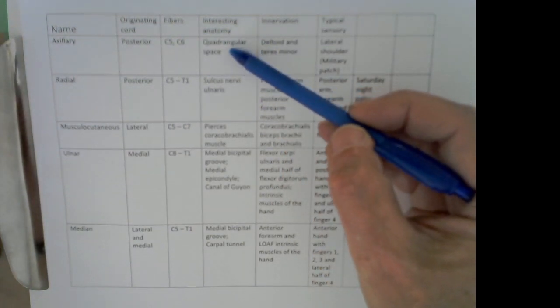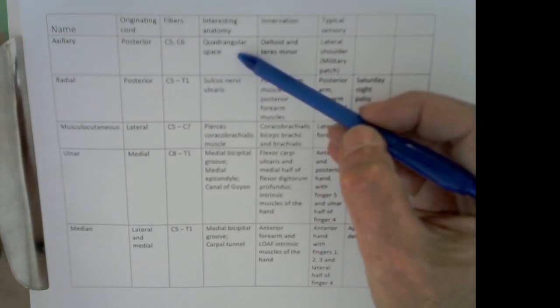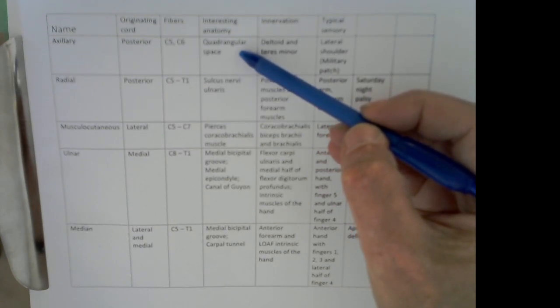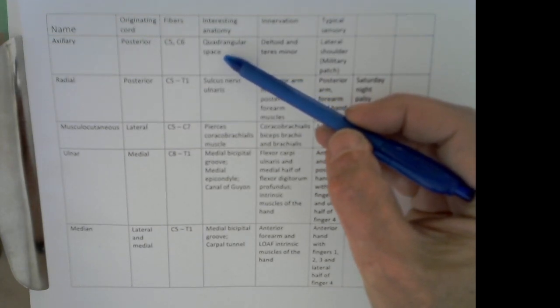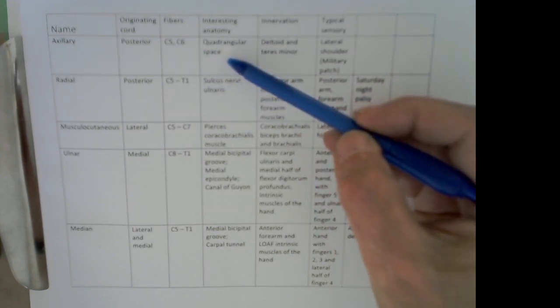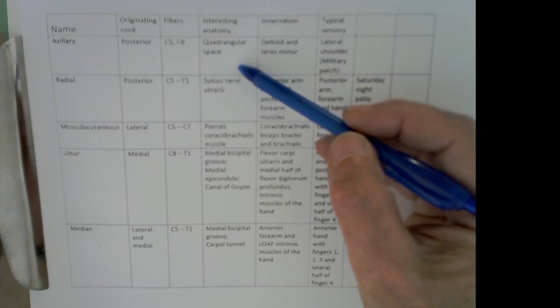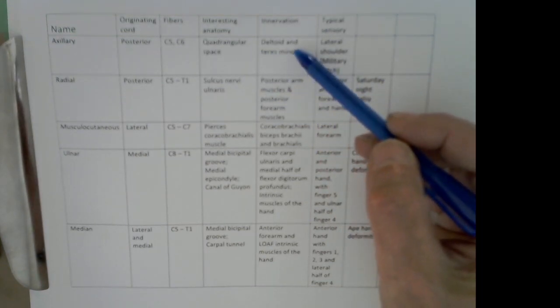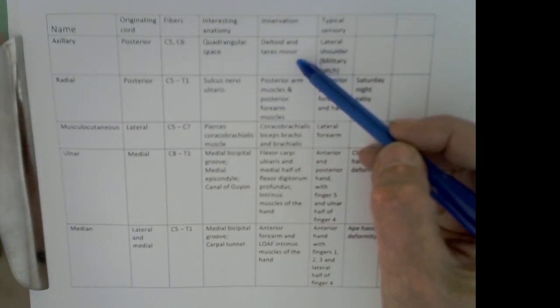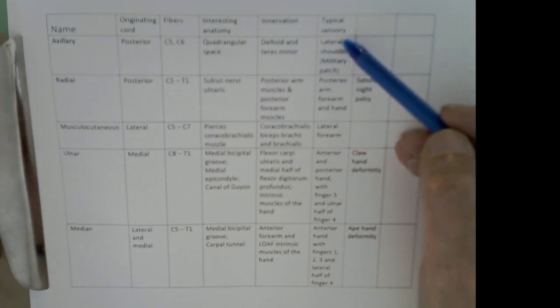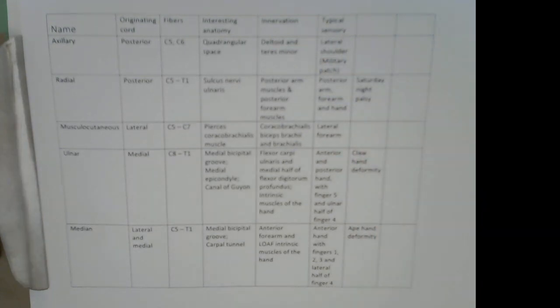Its interesting anatomy is as it runs through what is called the quadrangular space, and when we talk about axillary nerve, I will show you on the screen what quadrangular space is and where exactly it's located. It innervates deltoid and teres minor muscle, and sensory, it is interesting because it gives us loss of sensation on the lateral side of the arm, the so-called military patch sign.